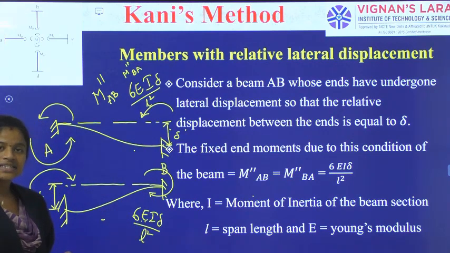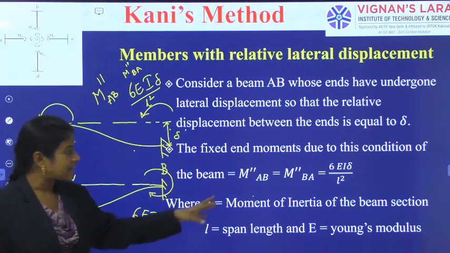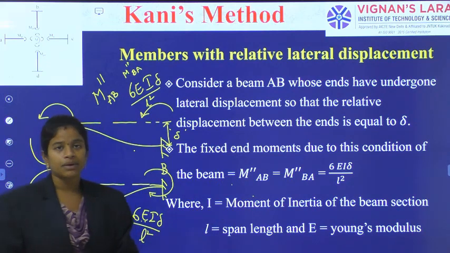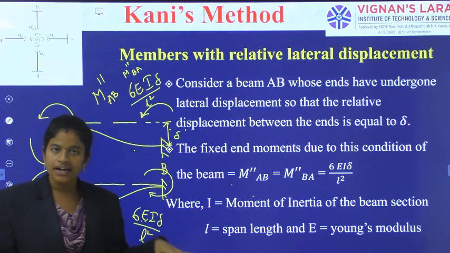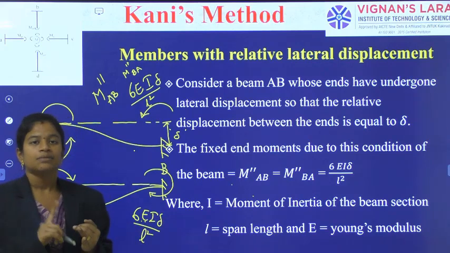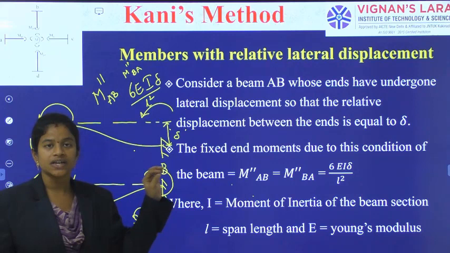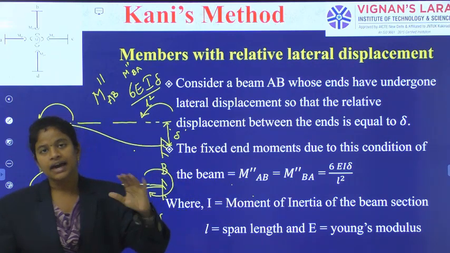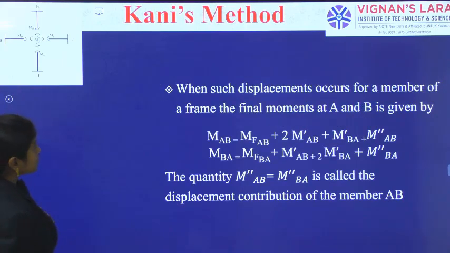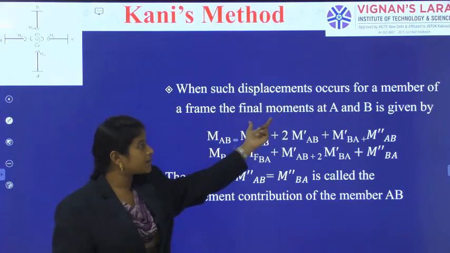Once they say this is the sinking of the particular support, I can easily calculate this M double dash AB and M double dash BA because I know the formula 6EI delta divided by L square: Young's modulus, moment of inertia, delta and length of the particular member. Okay. So using these values you can calculate this and you can go into the Kani's method. So when such displacement occurs for a member of the frame, for the final moment.